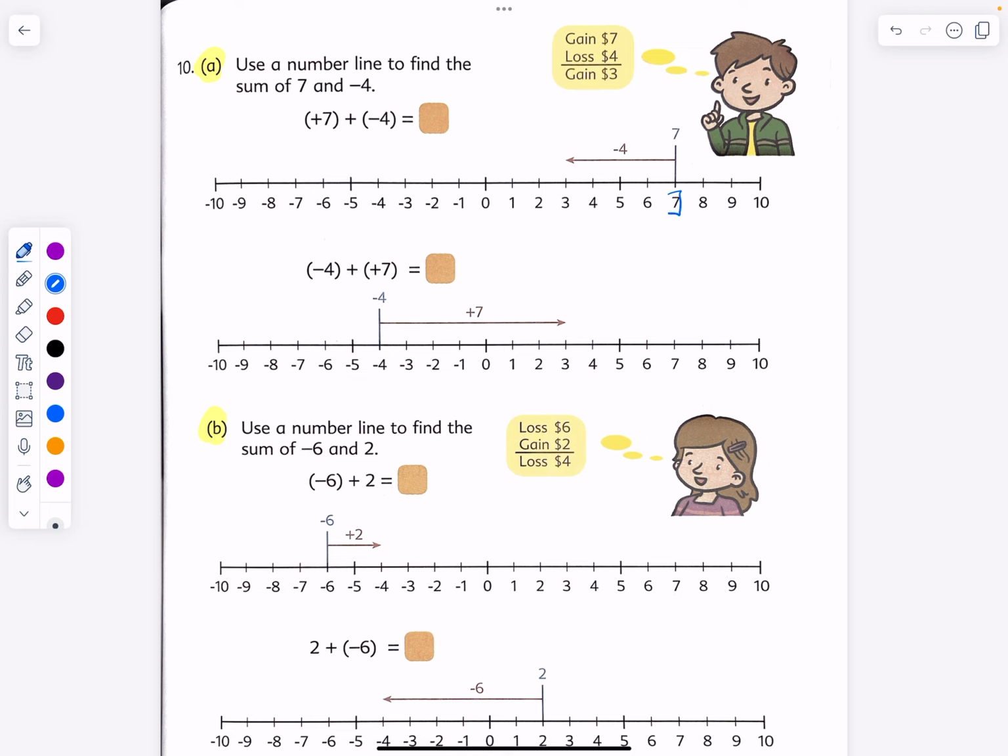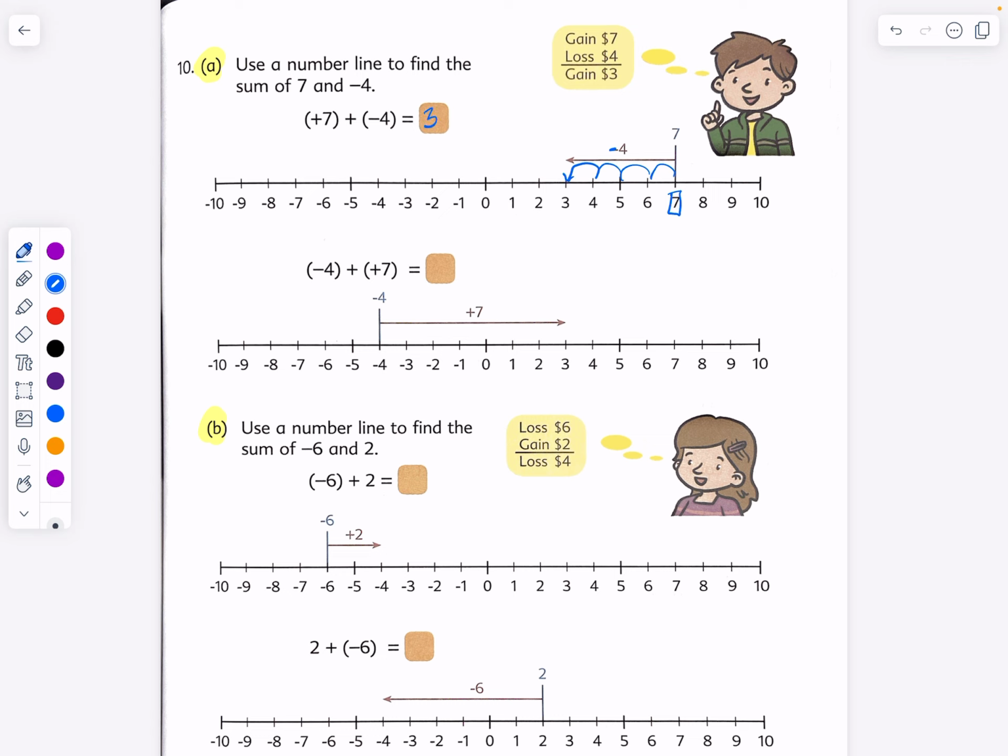We start at 7, that's our starting point. How do we walk 4 steps? Well, it is 4 steps, numerical value is 4, but we have to walk to the left. That's what that negative means, direction. 1, 2, 3, 4, and of course, we land at positive 3.